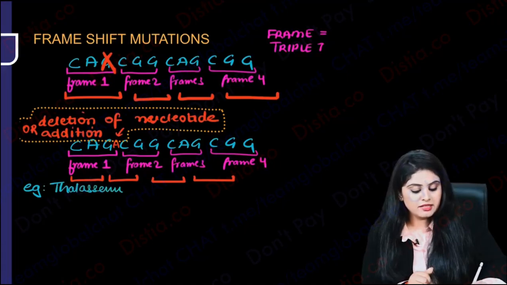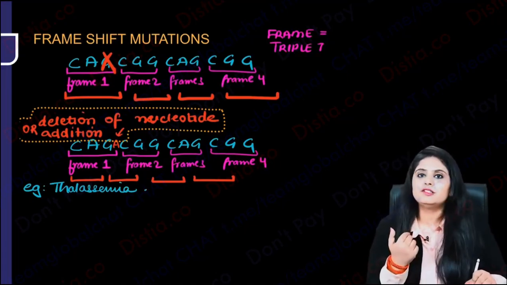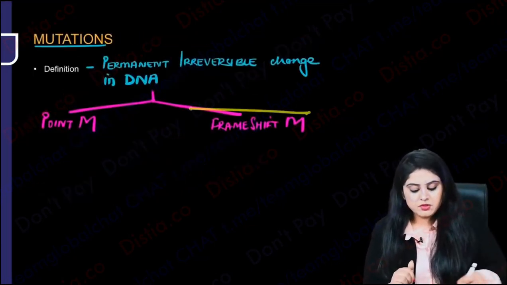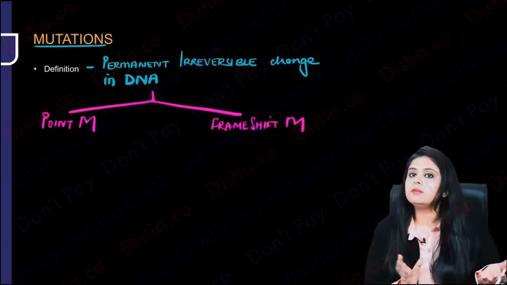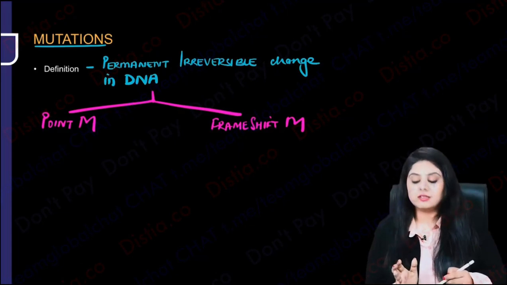So when you go back, guys, and study your thalassemia chapter in pathology, you will see all these mutations over there. So we are done with the mutations, that is the point and the frame shift mutations. The same question comes in your microbiology also. Now let's go on to the real bacterial genetics.